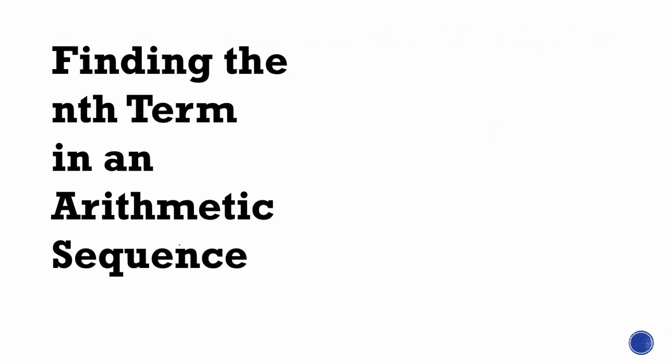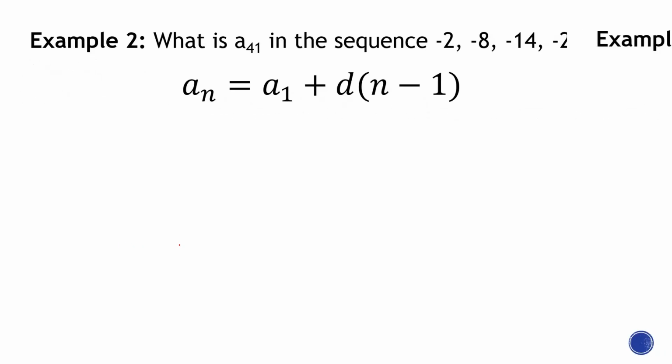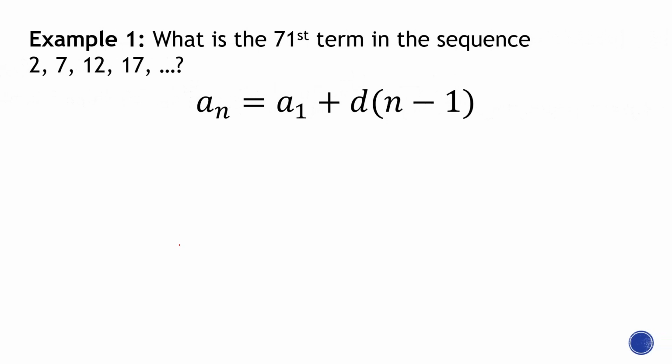Next, let's go to this subtopic, which is finding the nth term in an arithmetic sequence. What is the 71st term in this sequence? Just to give you an illustration, we have the first number of the sequence, which is positive 2. The second number is 7. The next number is 12. And then the fourth number is 17. If I ask you what is the fifth term, you know the answer to that, and that is 22, right? We just keep on adding a certain number, and that's 5.